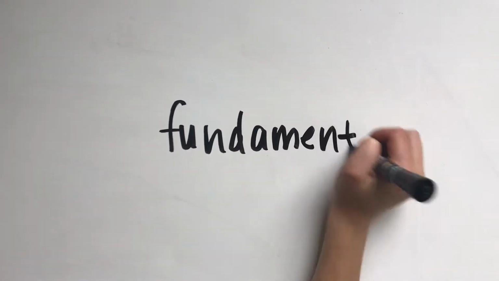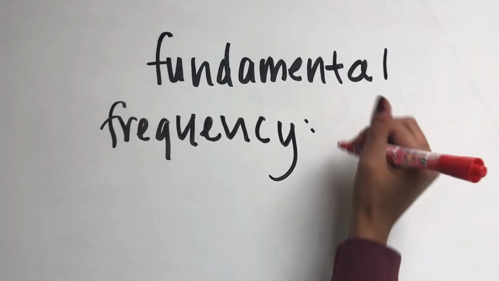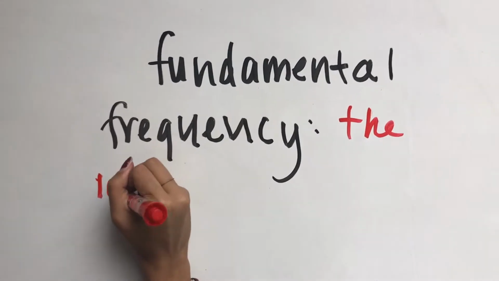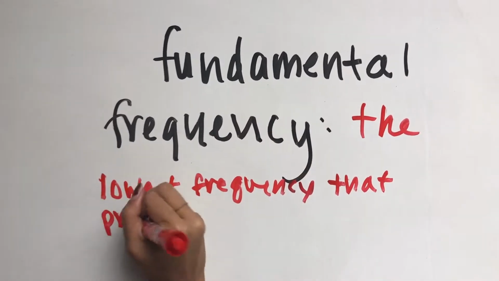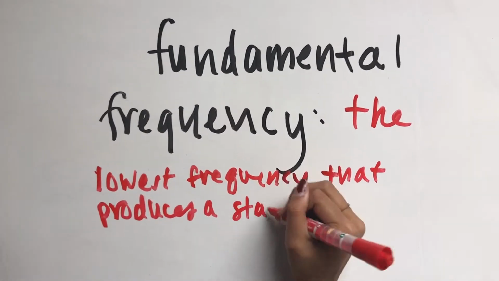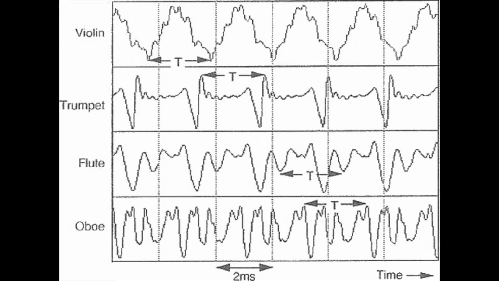Fundamental frequency is the lowest frequency that produces a standing wave. In terms of the violin, the sound that we hear is determined by the fundamental frequency that varies by the notes. And as shown in this diagram, by different instruments as well.